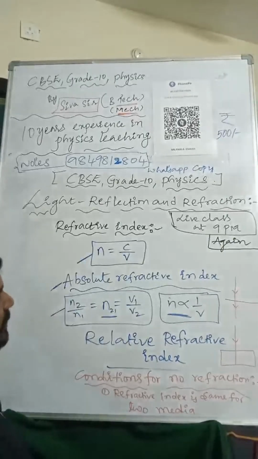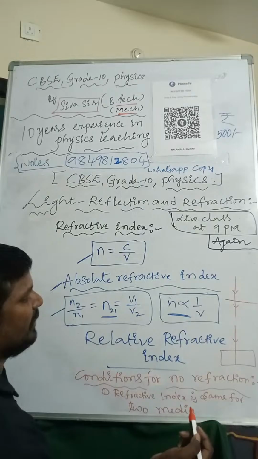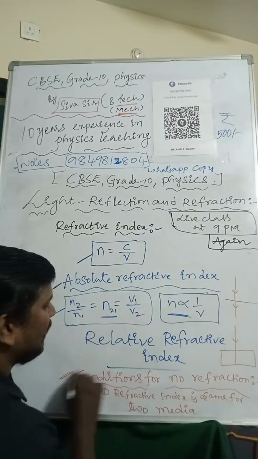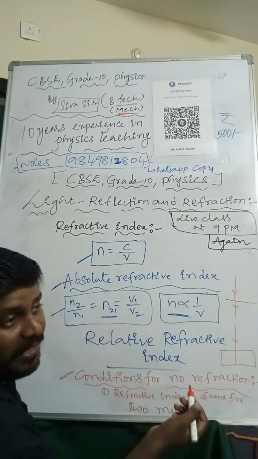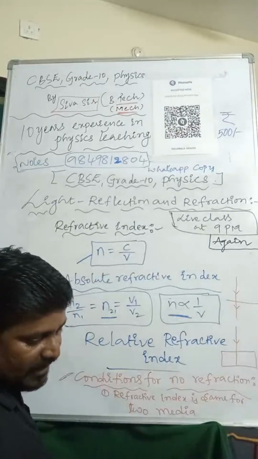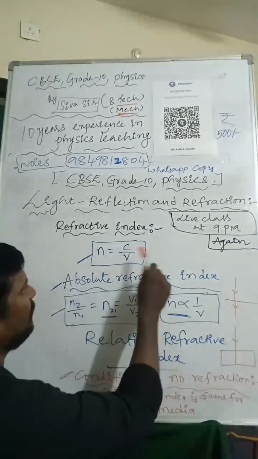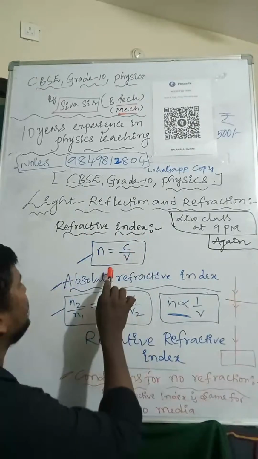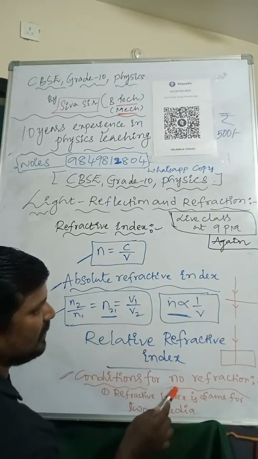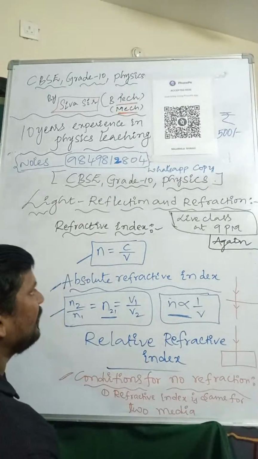And one more case. If the light ray passes along the normal line, no refraction takes place, and if the refractive index of the two media is the same, no refraction takes place. I hope it is clear to you all. So this is about the absolute refractive index, relative refractive index, and conditions for no refraction.